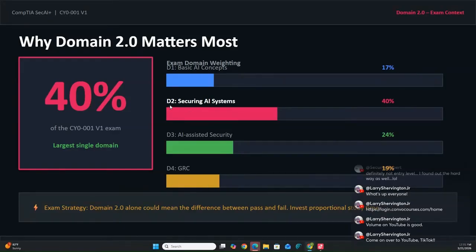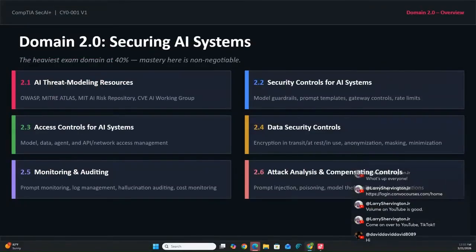So domain 2, the one we're going to cover today, is 40% of the whole test. So most of the questions that we're going to see on this test are going to come from here. So it's very important we stay focused and beat this one into the ground. So that said, what I'm going to do is take it in little chunks at a time so we can go deeper on each part. Let's break down domain 2.